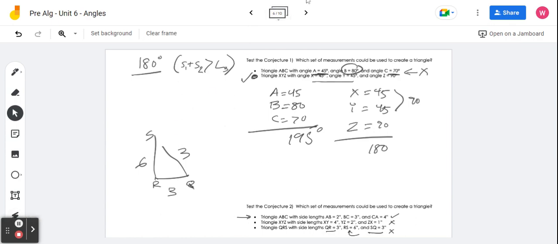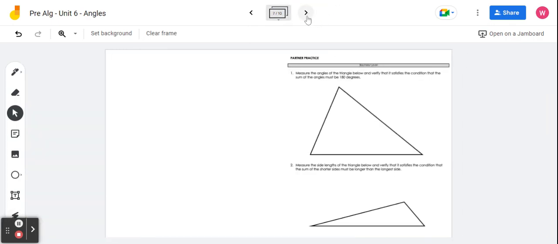Alrighty, let's take a look at our partner practice today. The first one we'll do together before you move on to partner practice with your teammates. It says measure the angles of the triangle below and then verify that it satisfies the conditions that the sum of the angles must be 180 degrees.